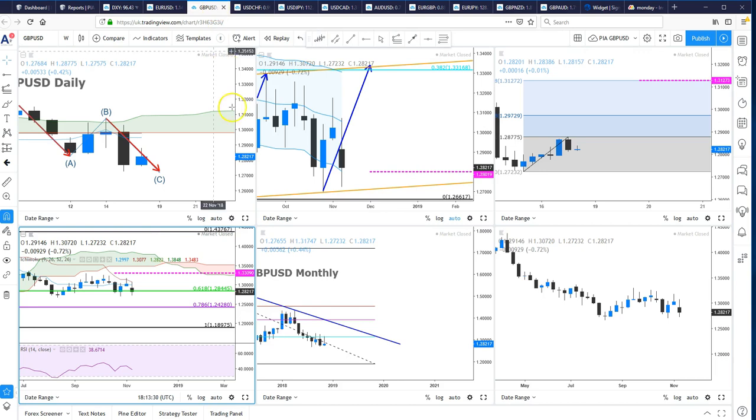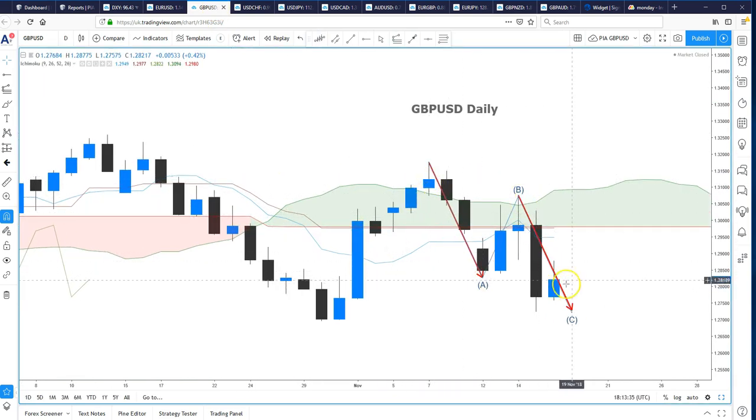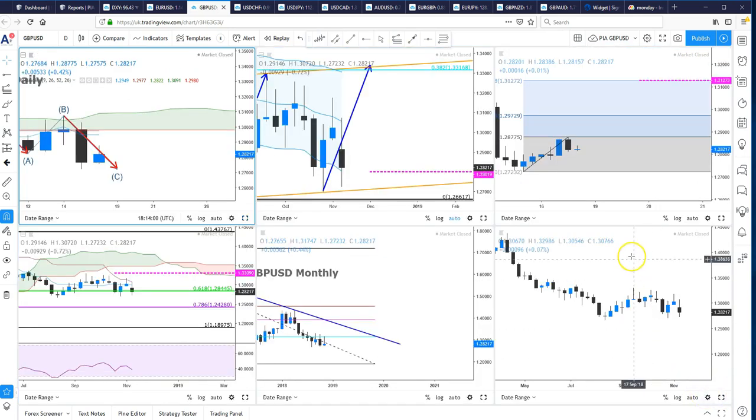Sterling dollar, an AB equals CD formation target was hit, or very close to an ABCD formation target was hit on Thursday's aggressive sell-off. We've now got an inside bar. It does highlight an amount of indecision, but it's only because we've had such an aggressive move lower. But when we take that dollar bias into consideration, we're still looking for an upside move in cable next week.